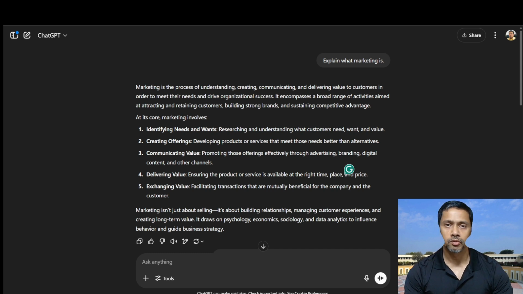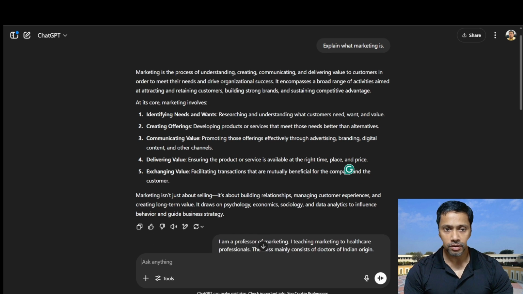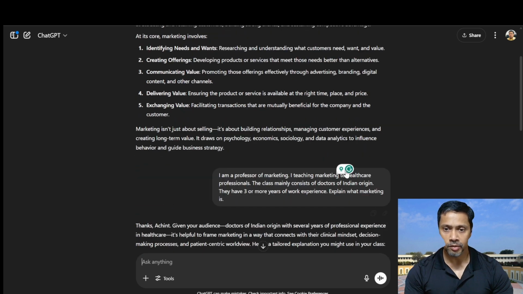But for my healthcare professionals who are doctors, this response they may be able to relate to a certain extent, but there will be a higher likelihood for them to relate if I give them a definition of marketing in their own context. So what I have done is I have framed this new prompt, and I'm saying that I'm a marketing professor.